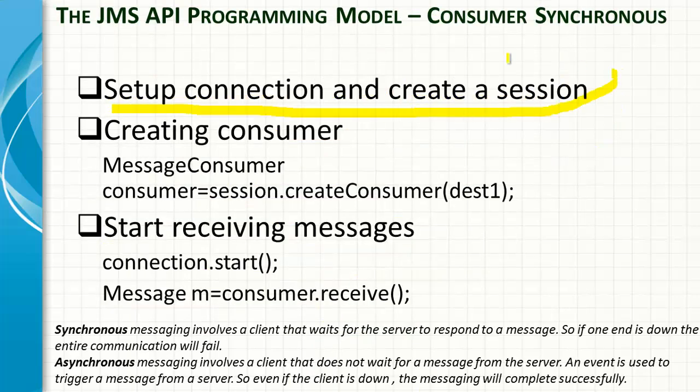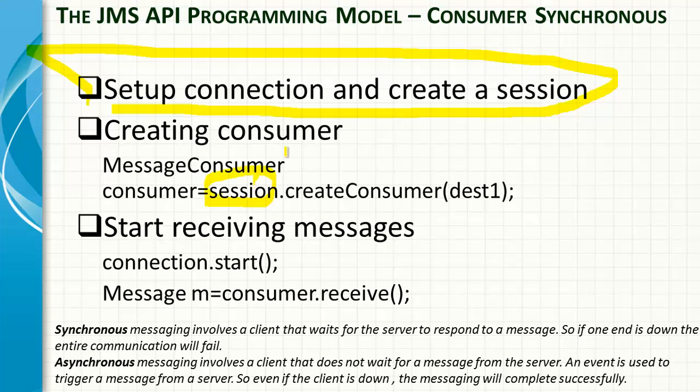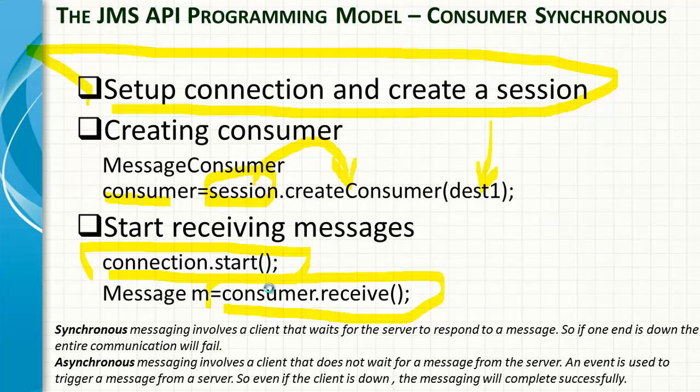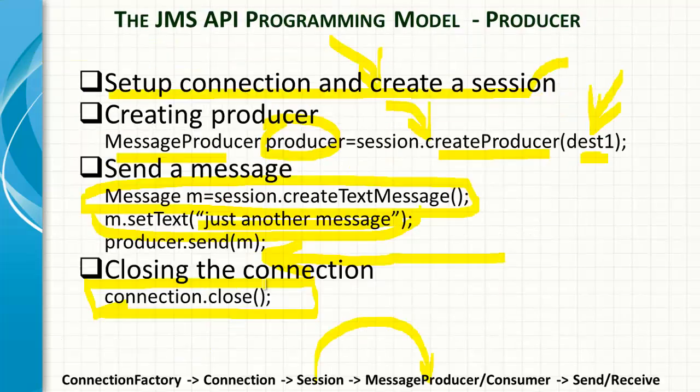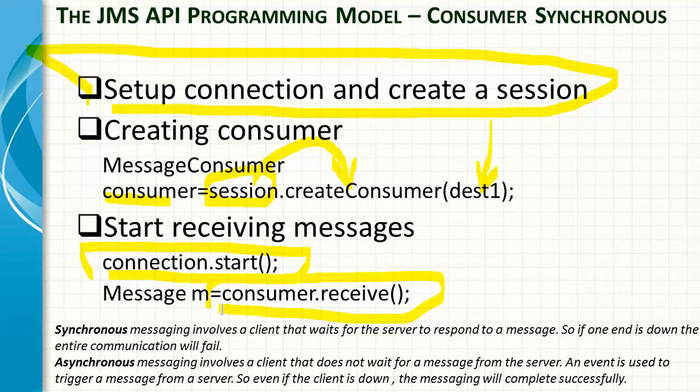You create the connection and a session. From the session you create a consumer, and you say the destination. What are you trying to consume? Are you trying to consume a queue or a topic? So you create the consumer, you start the connection, and you just sit and receive the data that is being sent by this producer. In the previous slide, producer.send and consumer.receive.